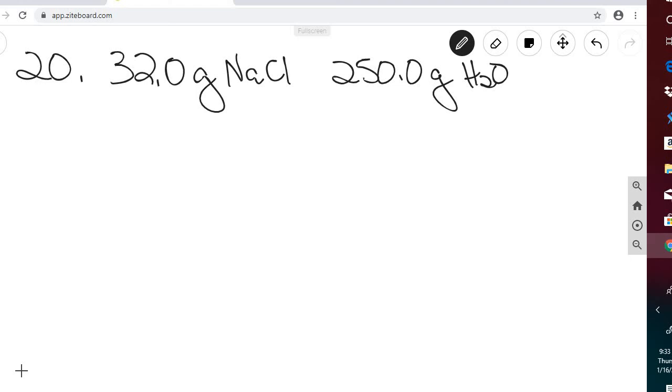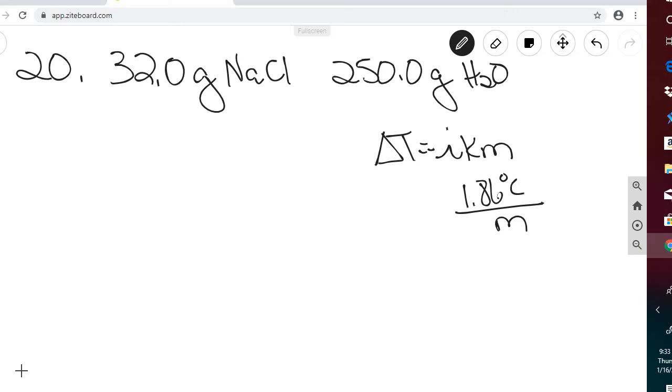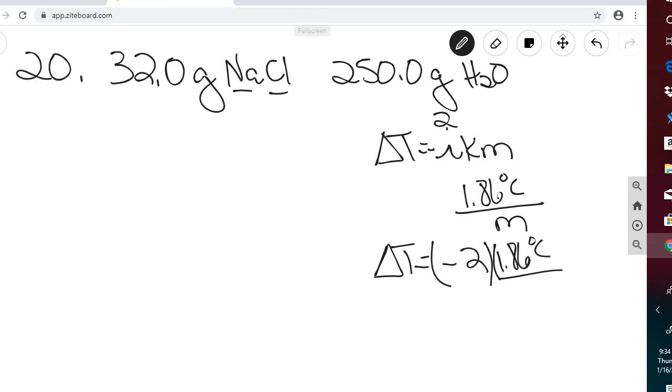Okay, so you know the formula for freezing point: delta T is equal to negative i times K times molality. We are given K as 1.86 degrees C over molality. So we can figure out i. For sodium chloride, i is going to be 2. So right now we have delta T is equal to negative 2 times 1.86 degrees C over m.